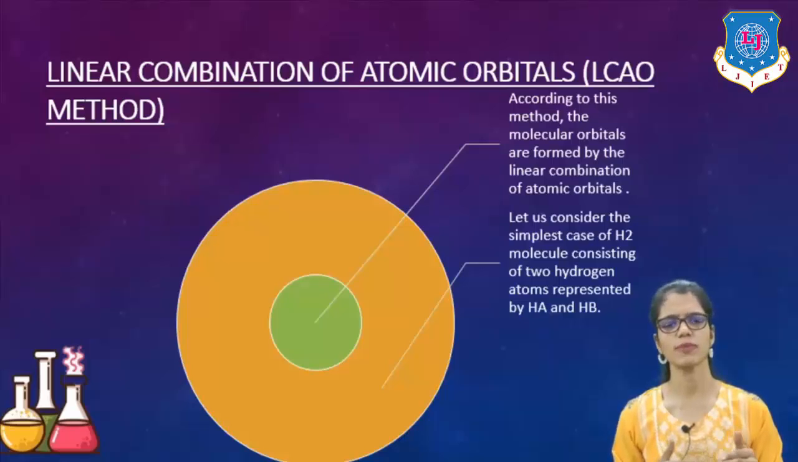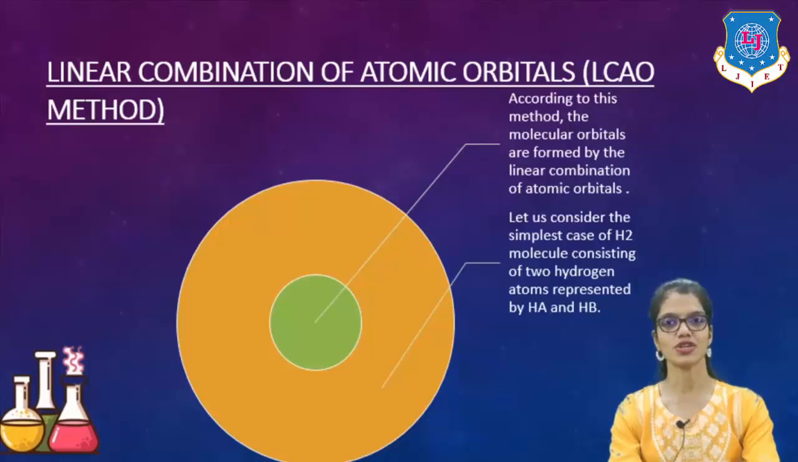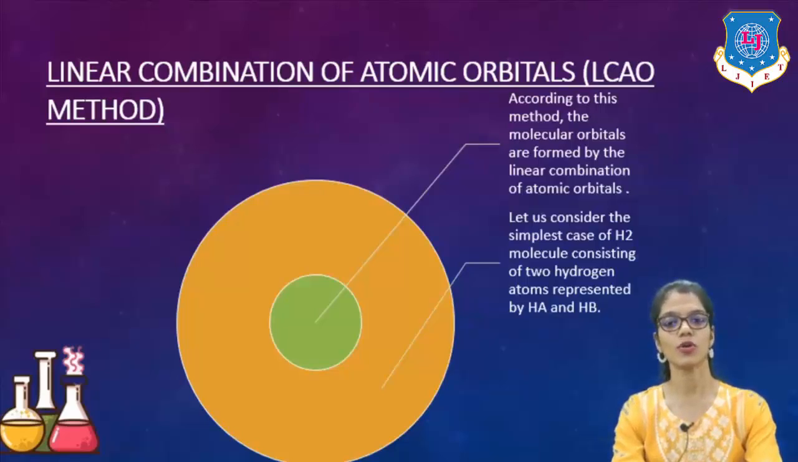They take the shape of their atomic orbitals only, and they have different energy levels, different energy states, because after combination it can be different. Now, the next theory is LCAO theory, which is the linear combination of atomic orbitals theory. According to this method, the molecular orbitals are formed by the linear combination of atomic orbitals.